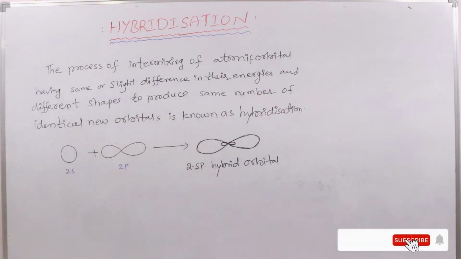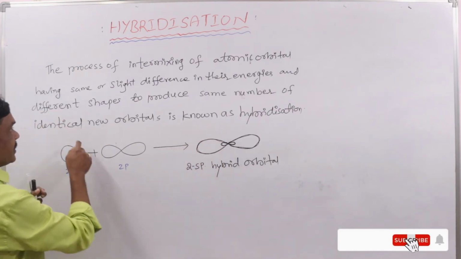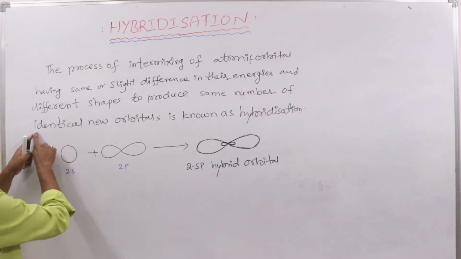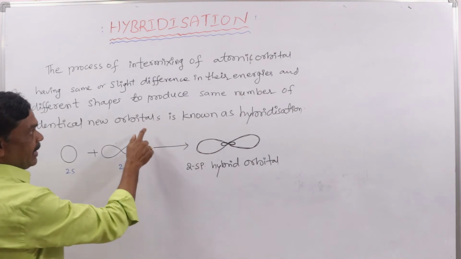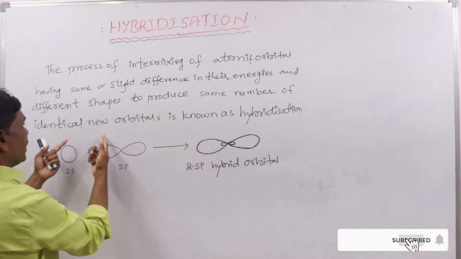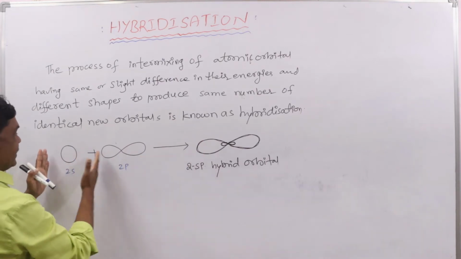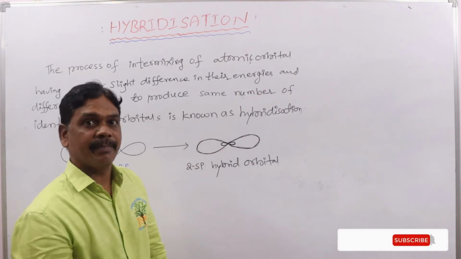So now two sp hybrid orbitals we are getting. After formation of hybrid orbitals, according to the definition, these two orbitals should be identical and produce the same number of new orbitals. Now they are not like s orbital, not p orbital. So this is what? sp hybrid orbital.